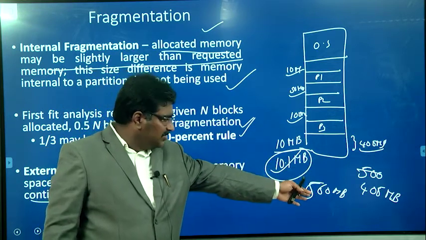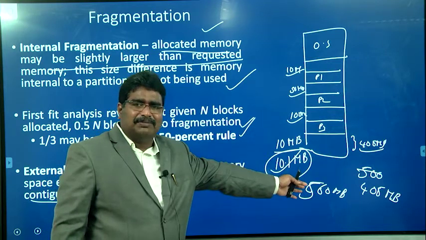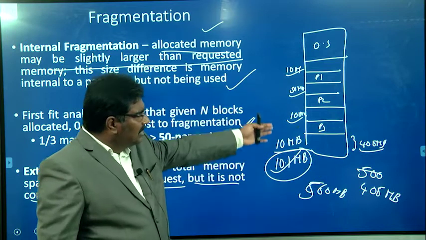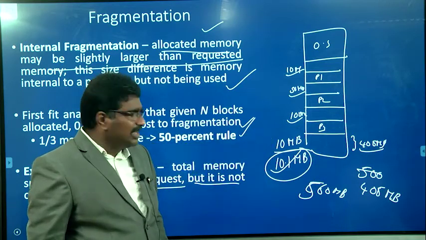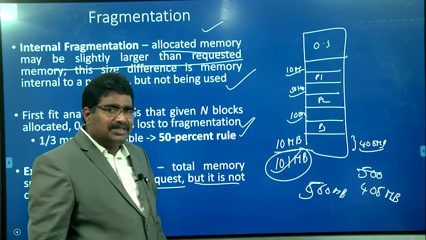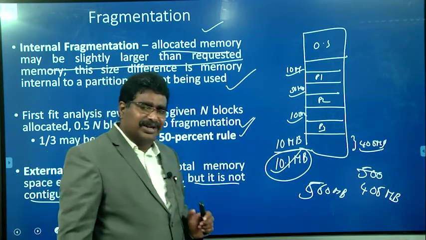For example, the total of 560 MB free space is available, but we need only 405 MB. But that 405 MB of contiguous free space is not available. It is not possible to allocate the memory to the particular process. That one is called external fragmentation.